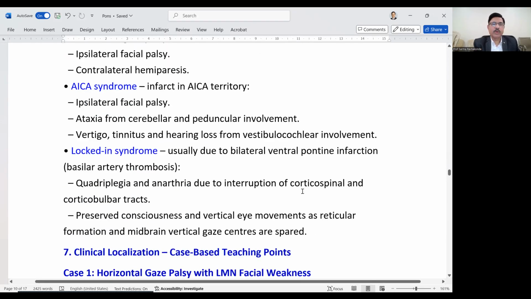So there is no motor weakness, but ipsilateral facial paralysis, ataxia from cerebellar and peduncular involvement, vertigo and tinnitus, and hearing loss from the vestibulocochlear involvement.